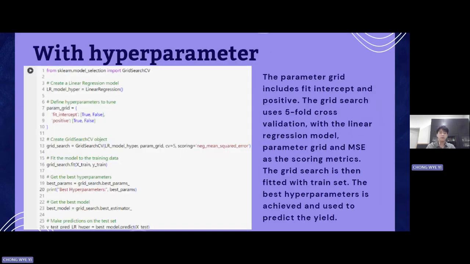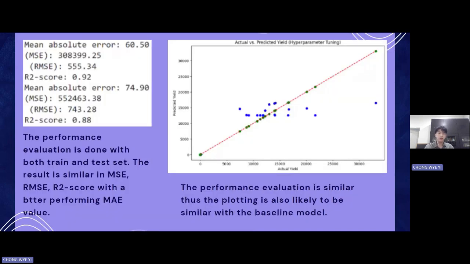With hyperparameter tuning, we created a parameter grid that includes fit intercept and positive. The grid search uses fivefold cross-validation with a linear regression model, the parameter grid, and MSE as the scoring metric. The grid search is then fitted with the training set, and the best parameters achieved are used to predict the yield of crops. This is the performance evaluation, which is quite similar in MSE, RMSE, and R2 score. However, it has a better performing MAE value.